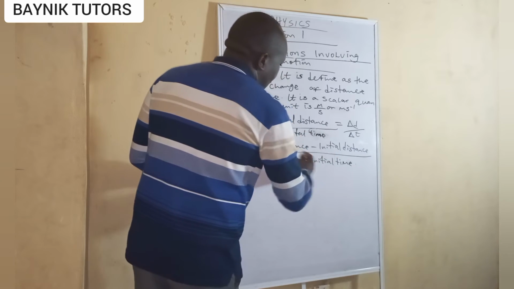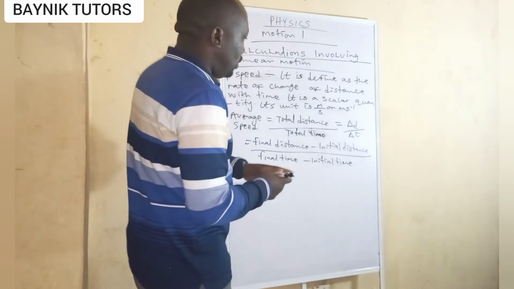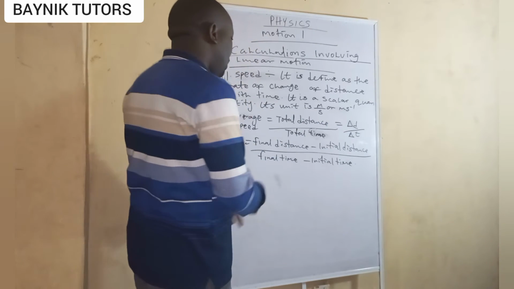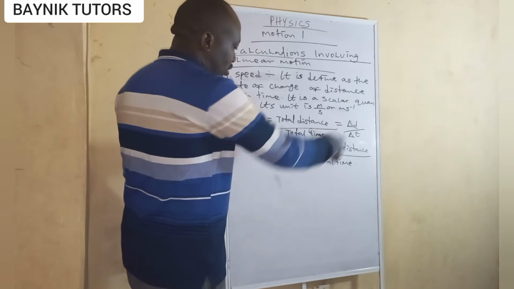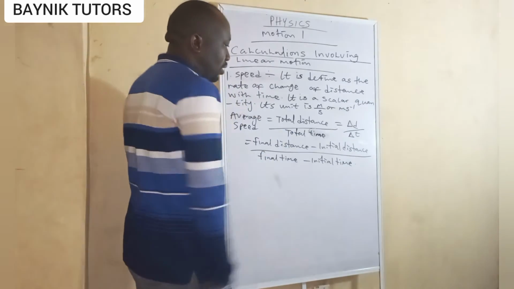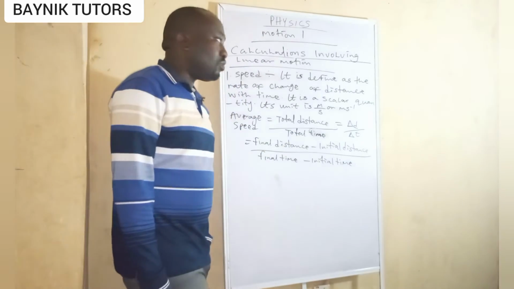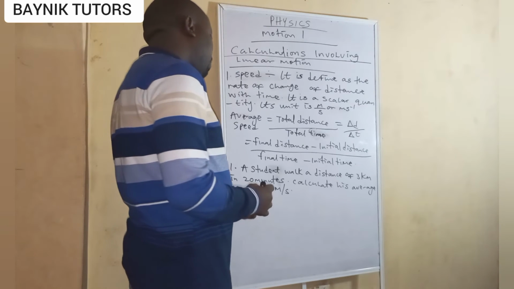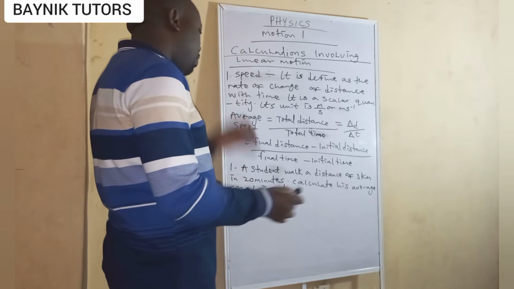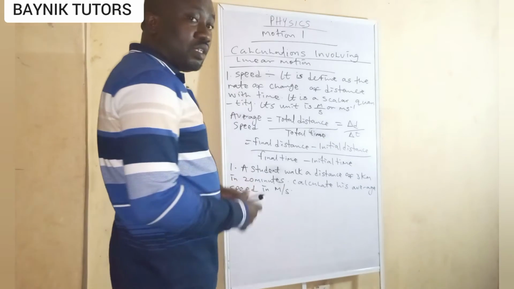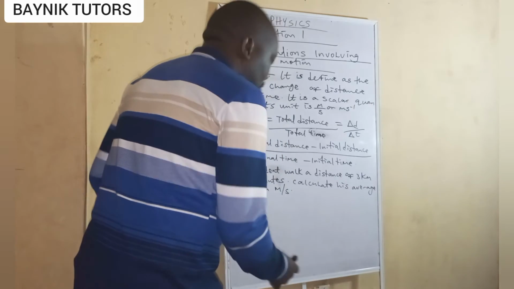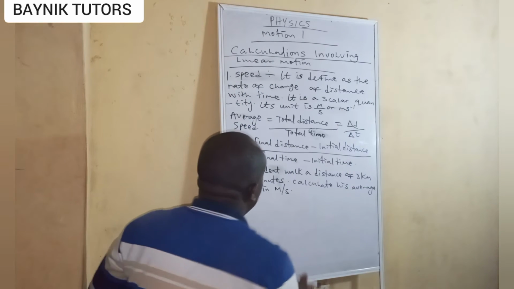You now see delta d over delta t. So here we would have the final distance minus initial distance over final time minus initial time. So that is that for speed. Now a person walks a distance of 3 kilometers in 20 minutes. We are told to calculate the average speed in meters per second.